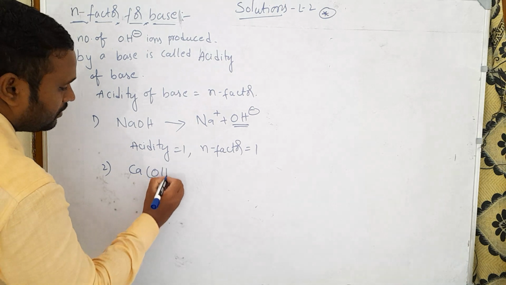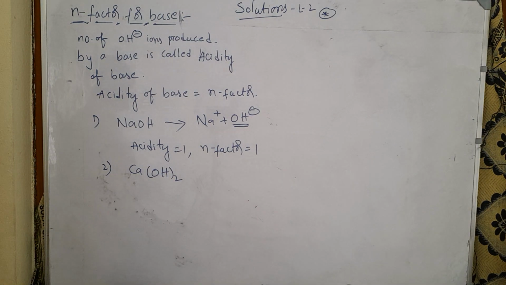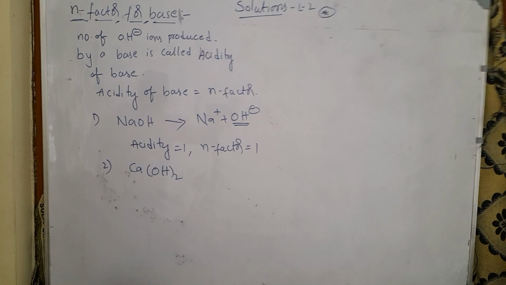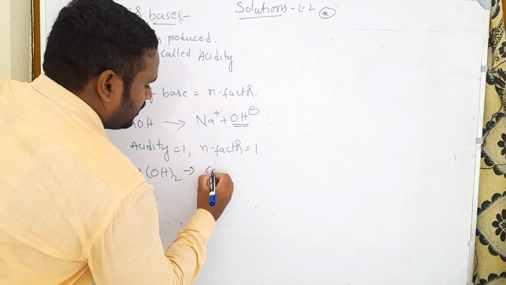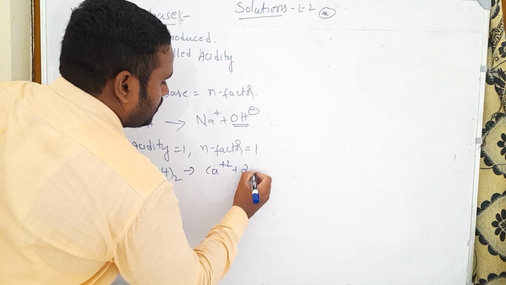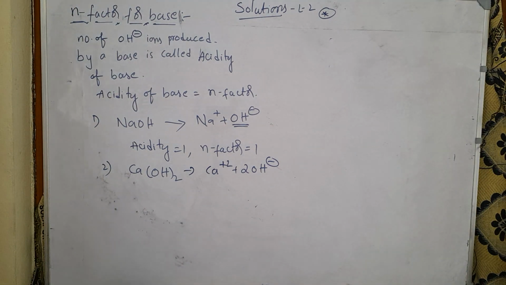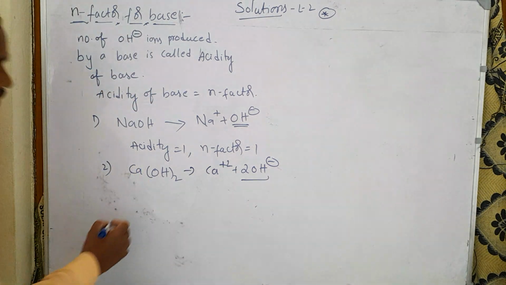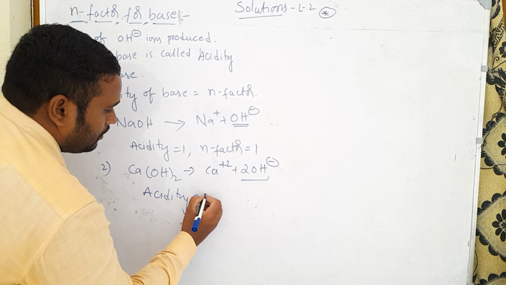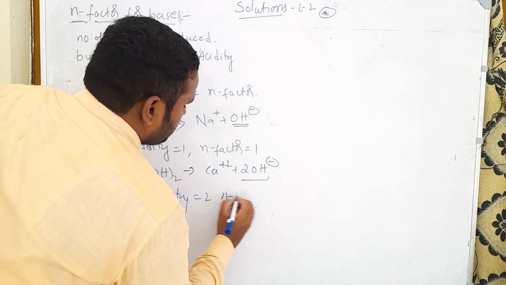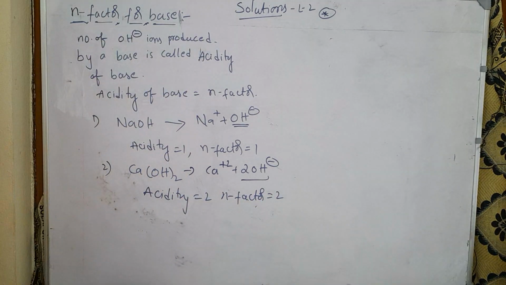Next, calcium hydroxide. Calcium hydroxide produces calcium plus 2 OH minus ions, 2 hydroxide ions. Which means its acidity is equal to 2, and N factor is also equal to 2.